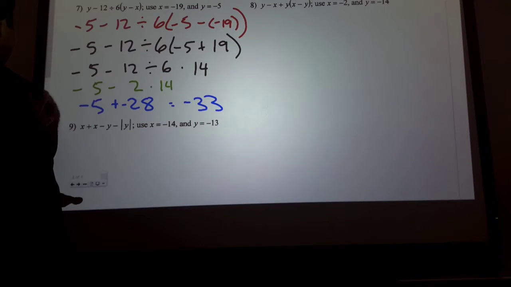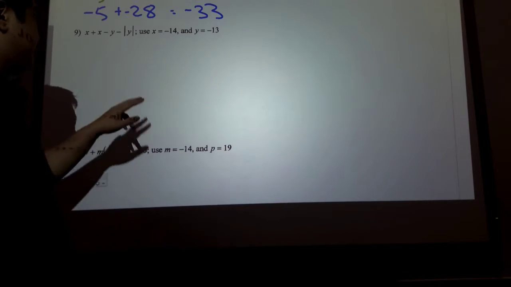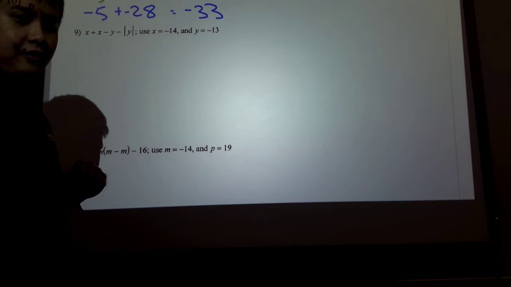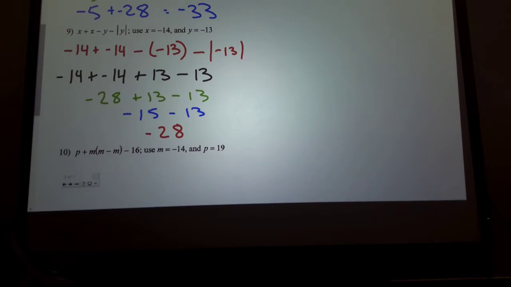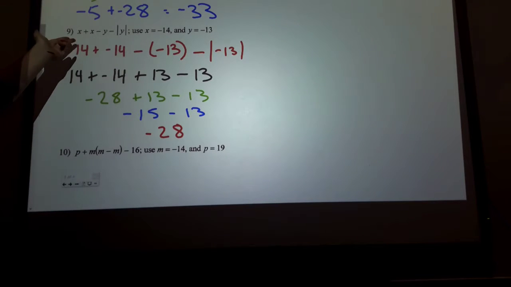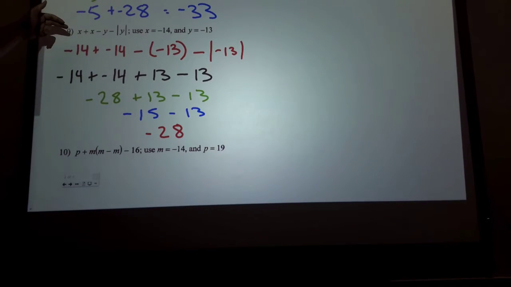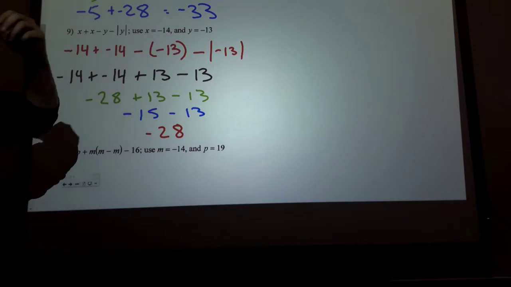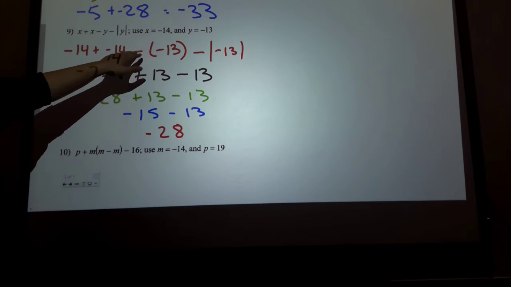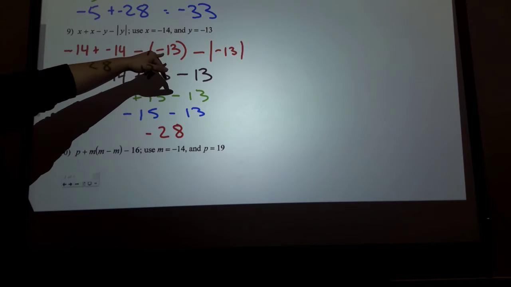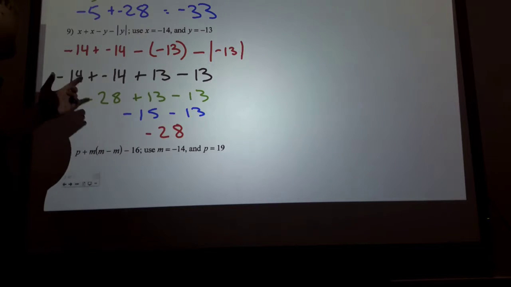Go ahead and try number 9 on your own. We'll come back together and take a look at it, and please observe that these are absolute values. If you did it correctly, you should have something like the following, where you substitute in over here. This is negative 14 plus negative 14 minus negative 13 minus the absolute value of negative 13. Here I simply changed it from subtraction to addition of the opposite. So plus 13 instead of minus negative 13. And I took the absolute value of negative 13, which gets us 13.